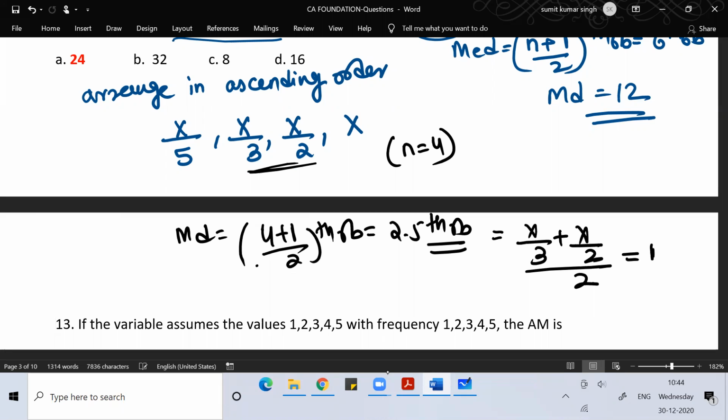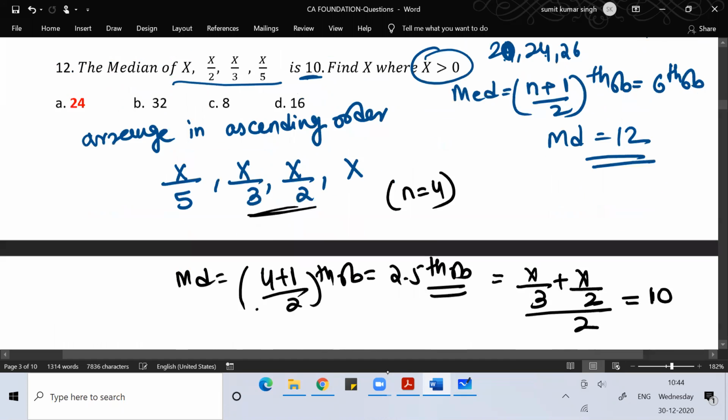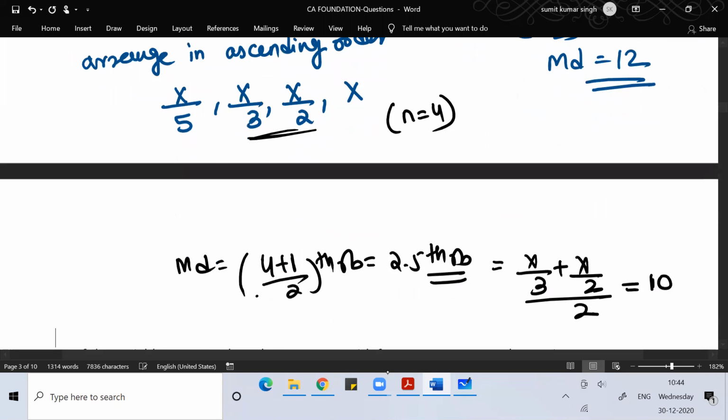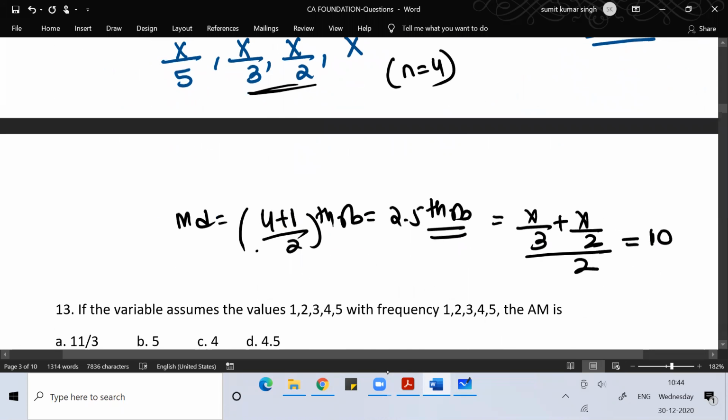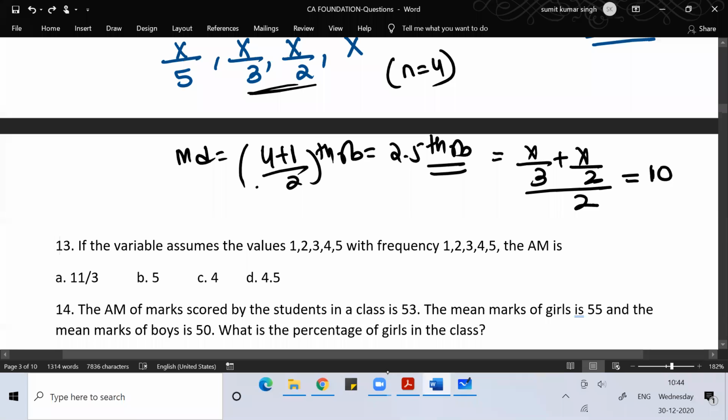And that is given to you as 10. Median is given to you 10. So you just need to solve it. x by 3 plus x by 2 is equal to 20.